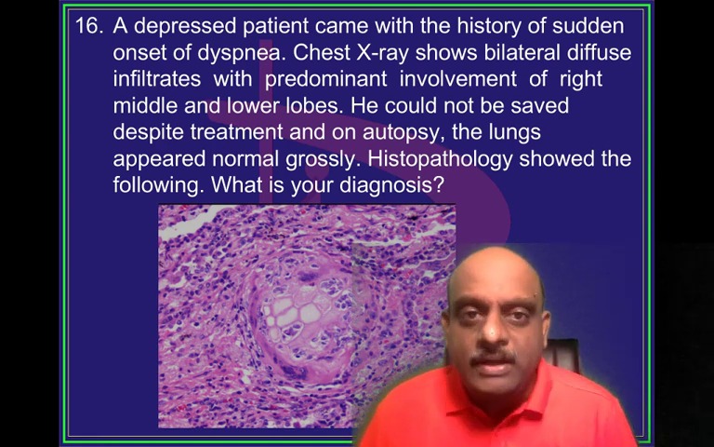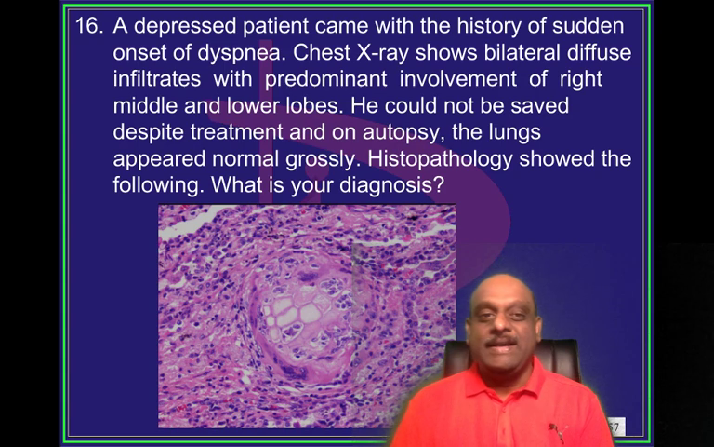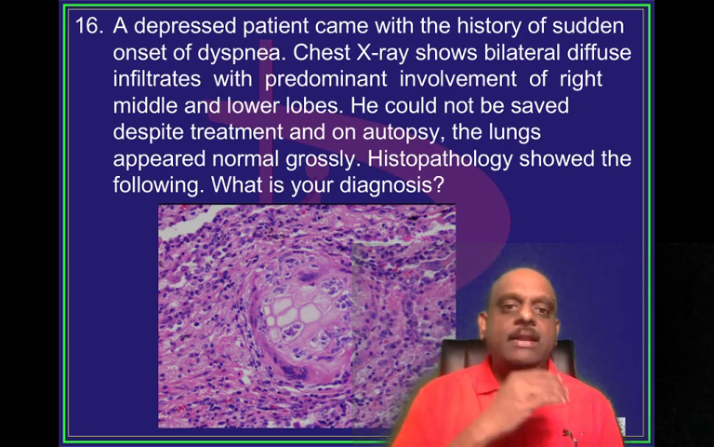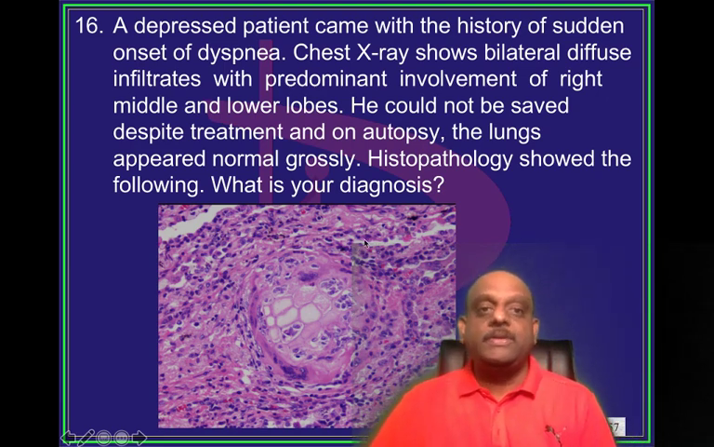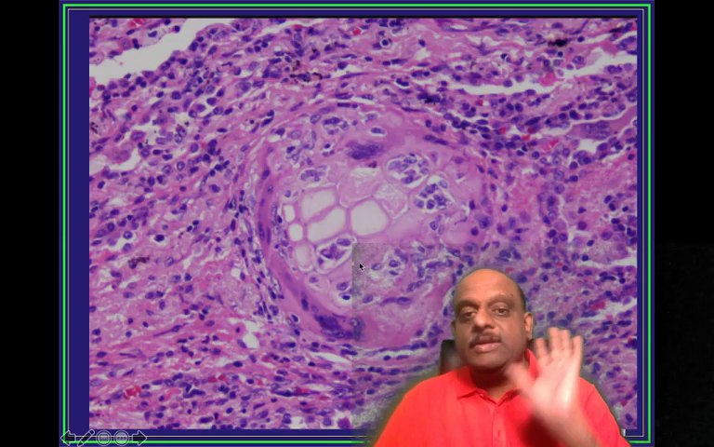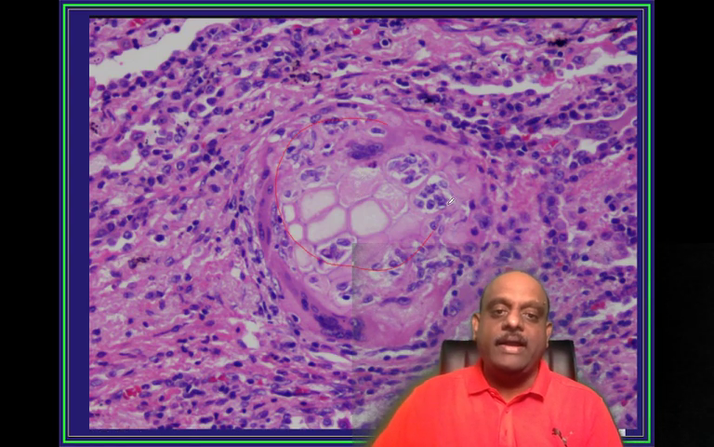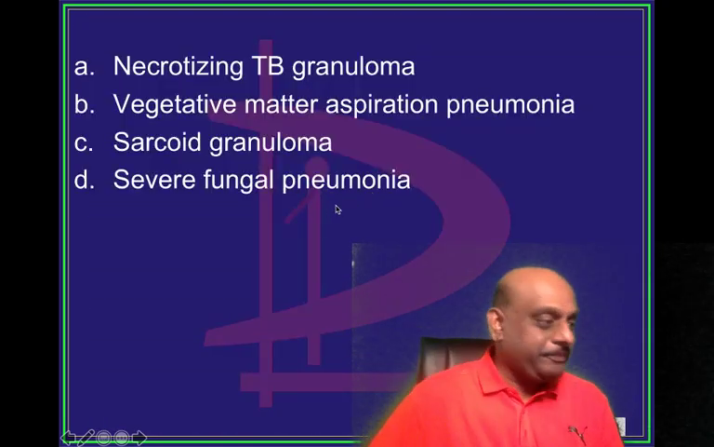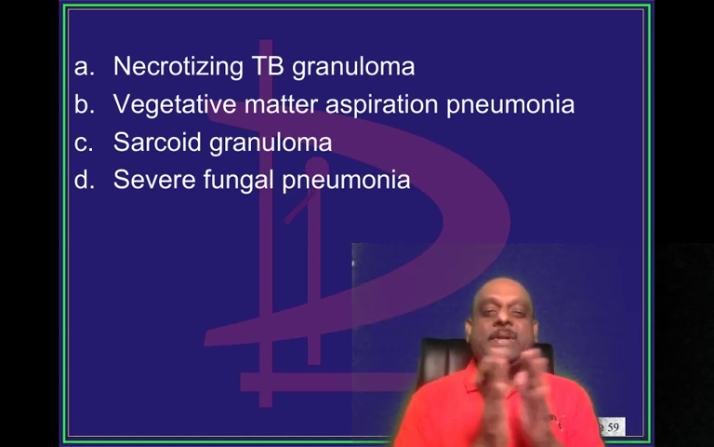A depressed patient came with a history of sudden onset of dyspnea. Chest X-ray shows bilateral diffuse infiltrates, with predominant involvement of the right middle and lower lobes. He could not be saved despite treatment, and at autopsy the lungs appeared normal grossly, and the histopathology has been shown to you. Look carefully. What do you see in the histopathology? So based on that, what is your diagnosis is the examiner's question. Yes, doc. Very good, 95, another 5 more students.